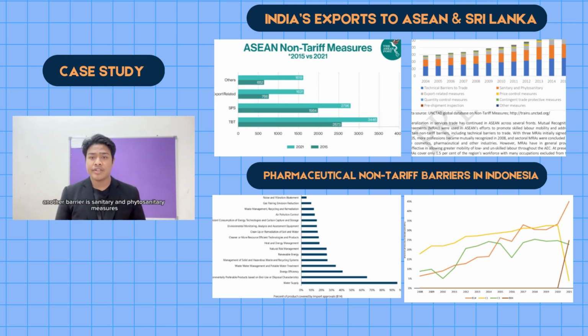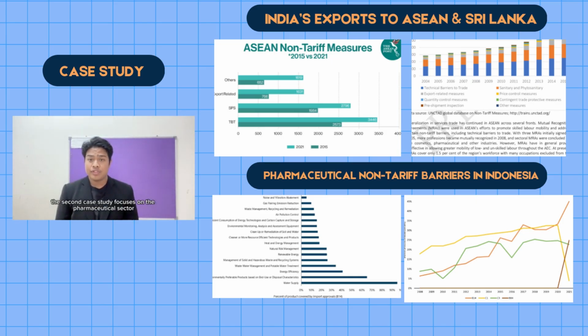Another barrier is sanitary and phytosanitary measures, especially for food and agriculture products. This includes strict health and hygiene rules, unclear procedures, and inconsistent enforcement. In addition, exporters face complex documentation and import licensing procedures which cause delays and increased costs. As a result, even though tariffs are low or zero, Indian exports remain less competitive, especially for small and medium-sized firms. This case study shows that tariff reduction alone is not enough to increase trade.